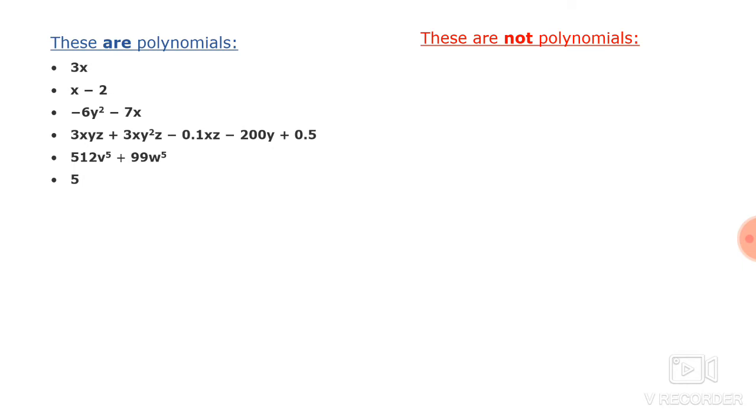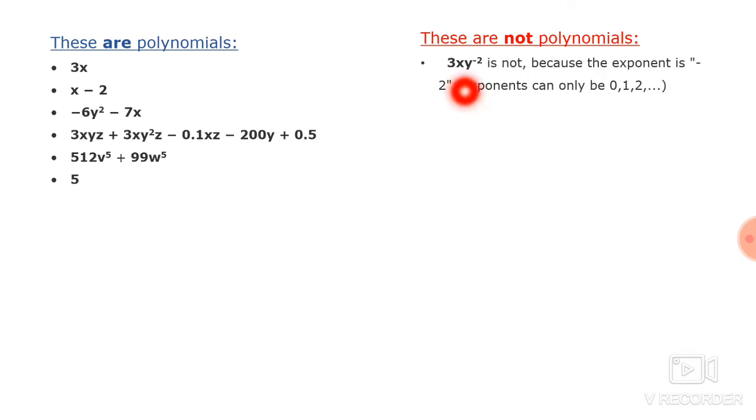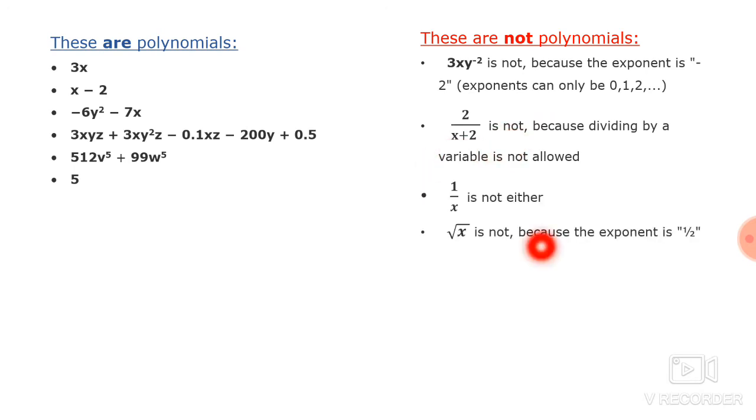These are not polynomials. 3xy to the power minus 2 is not, because the exponent minus 2 is not acceptable. For being a polynomial, the exponent must be 0 or any positive integer. 2 upon x plus 2 is also not a polynomial because we have a variable in the denominator. 1 upon x, okay, this is not a polynomial. Square root of x is also not a polynomial because square root of x means x to the exponent 1 upon 2, and rational exponents are not allowed in a polynomial. So this is also not a polynomial.